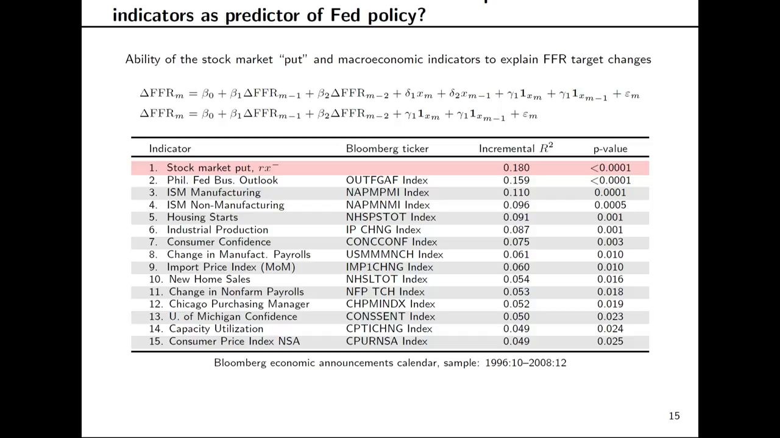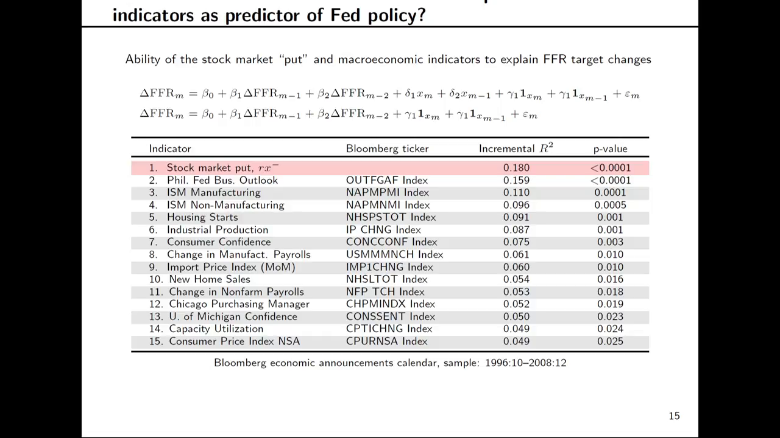That's the number that I just talked you through. The sample here, the number is slightly different from the two numbers I showed you before because the sample only starts in 96 as opposed to 94. The main point here is if you take a look at the other data, which is all macro releases, then you get smaller incremental R squared. The point here is not that the stock market is slightly better than the macro release, but that the stock market incremental R squared seems to be pretty large relative to most macroeconomic news.